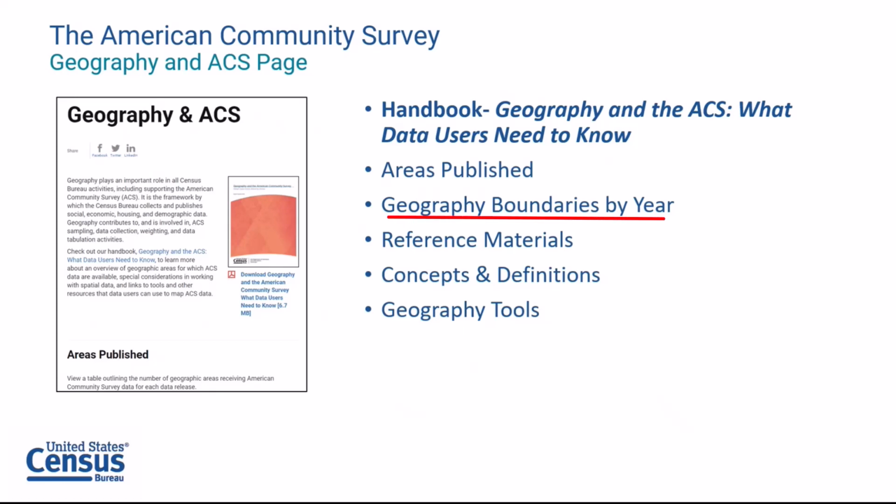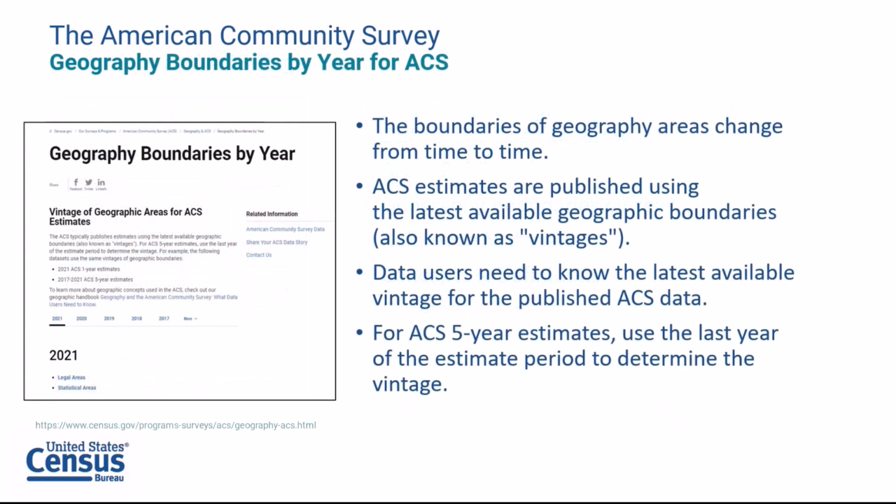Now let's talk more about the Geography Boundaries by Year resource shown on this page. The boundaries of geography areas change from time to time due to changes in population after each decennial census or due to legal changes by different government entities. Data users need to know the latest available geographic boundaries for the published ACS data. The Census Bureau uses the term vintages to refer to the latest available geographic boundaries. The Geography Boundaries by Year page helps data users determine vintages for the ACS datasets previously released.